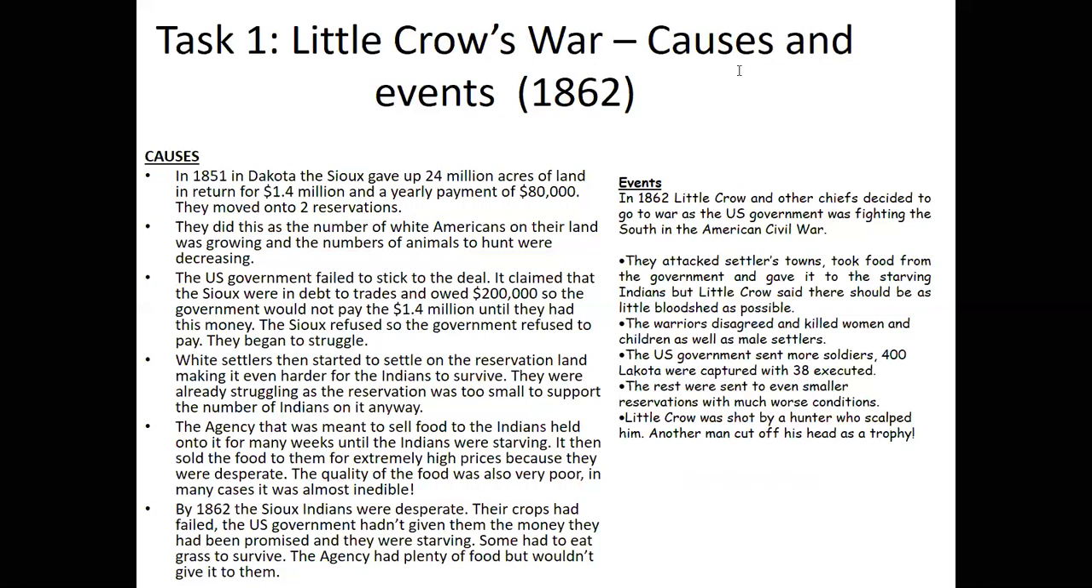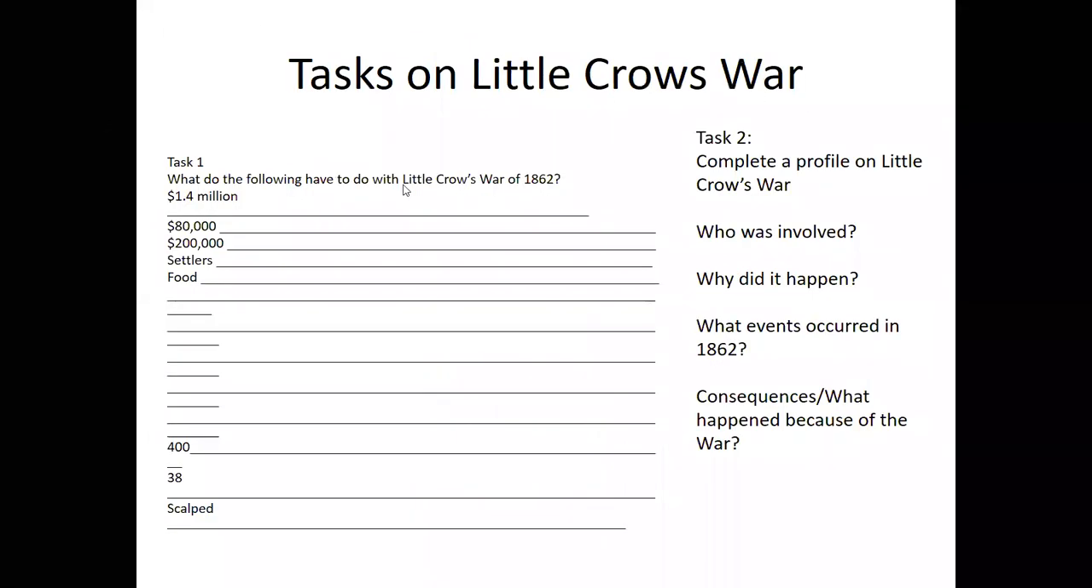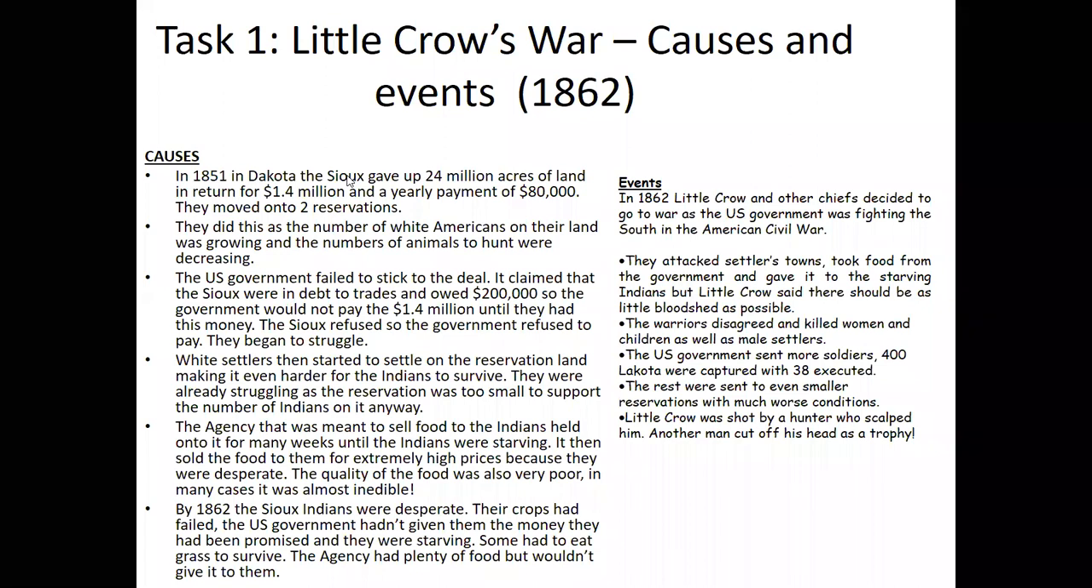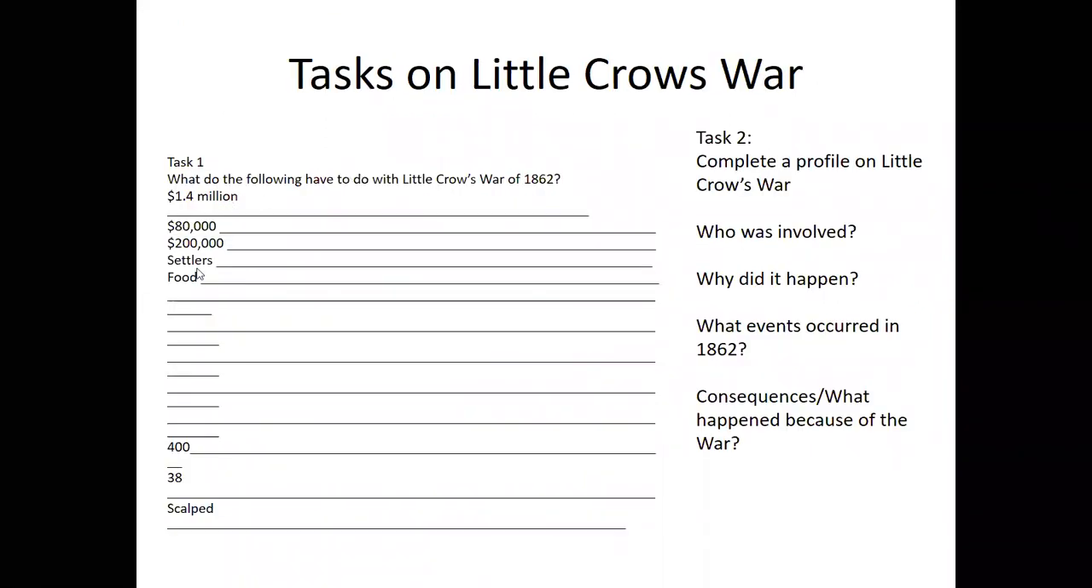Now you've got a few tasks to do for this. So the first task, let's get rid of this. There's two tasks. So task one, what do the following words or numbers have to do with Little Crow's War of 1862? So there are a range of numbers here. You need just to write down the number or the word and write down what that is to do with Little Crow's War.